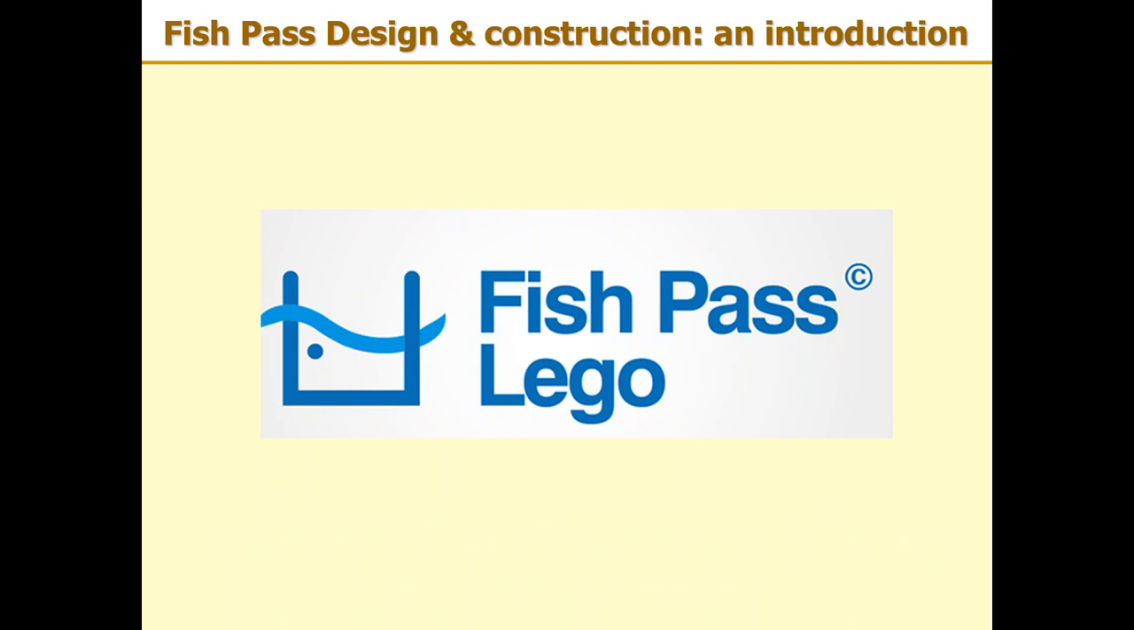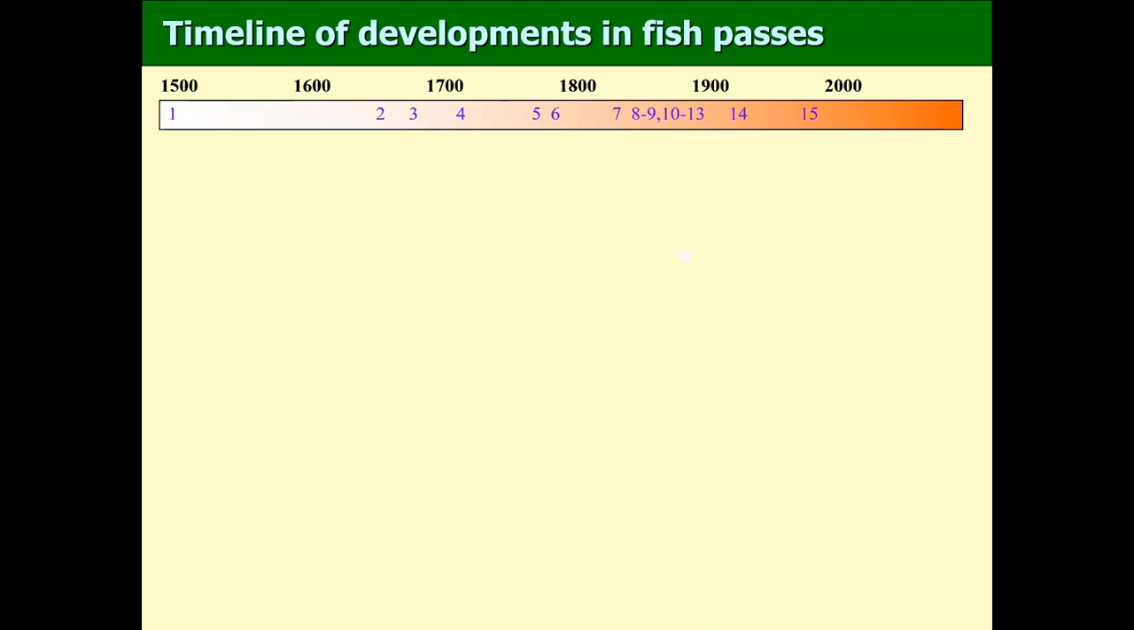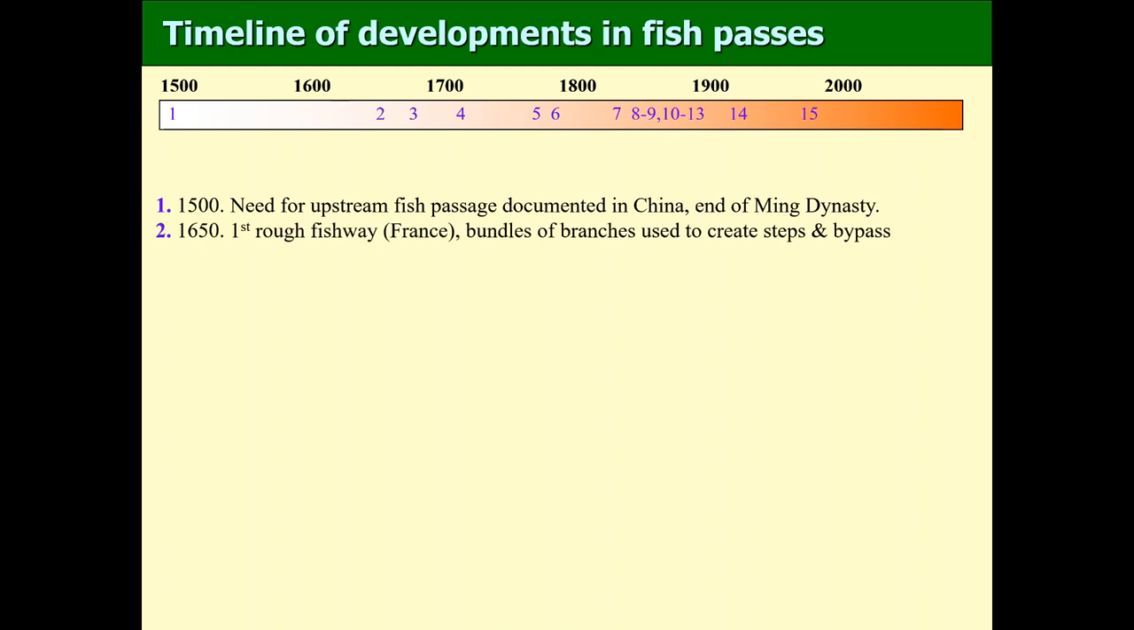So let's now turn our attention to the fish pass design proper, so-called fish pass Lego, if you will. This is not new. It's interesting to notice that the first mention of fish passes probably dates more than 500 years ago. There is evidence that in 1500, in the Ming dynasty in China, there was an explicit reference to the need for a fish passage. But perhaps the first fish pass that was properly documented is credited to France, where in 1650 they used bundles of branches to create steps in order to bypass a water mill.